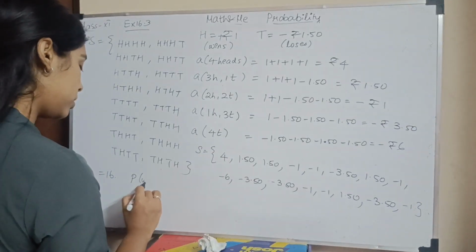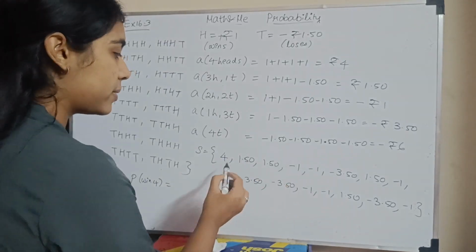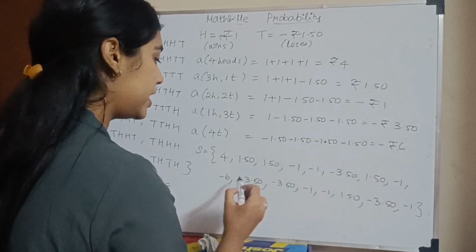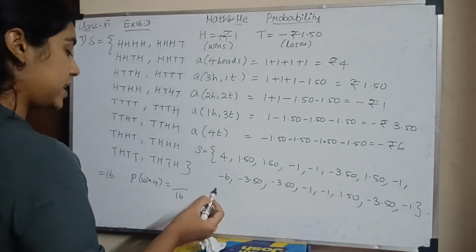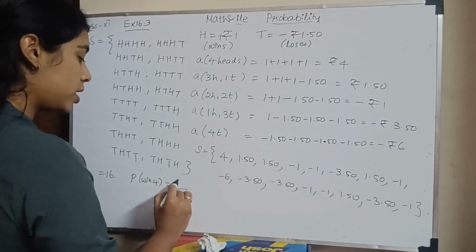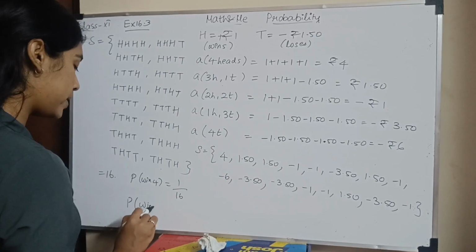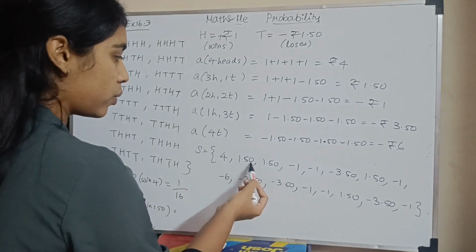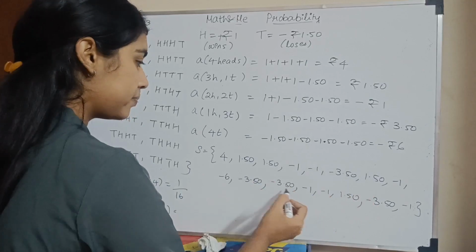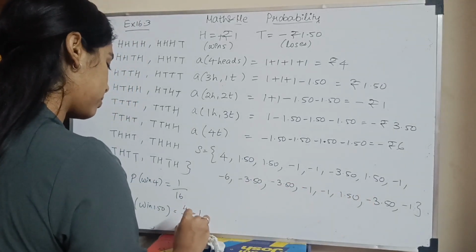Probability that you win 4 rupees will be, what is my total number of elements? 1 2 3 4 5 6 7 8 9 10 11 12 then 14 15 16. So my total sample space is 16 and the probability that I win rupees 4 is 1 by 16. Okay, then probability that I win rupees 1.50 will be, how many 1.50 do I have? 1 2 3 4. So it will be 4 by 16, which is 1 by 4.